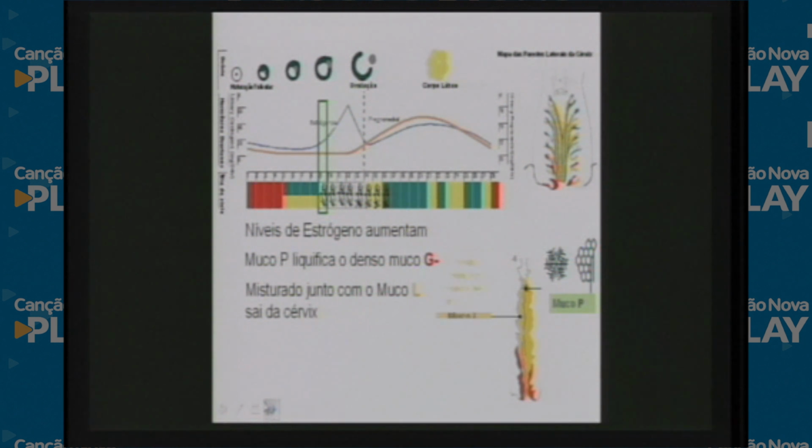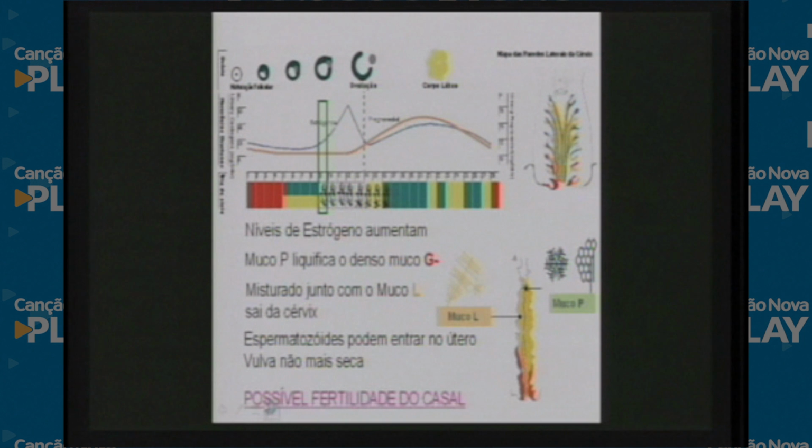From this point, sperm can enter the uterus and the vulva is no longer dry. And from this point, we have possible fertility. So what's happening next?